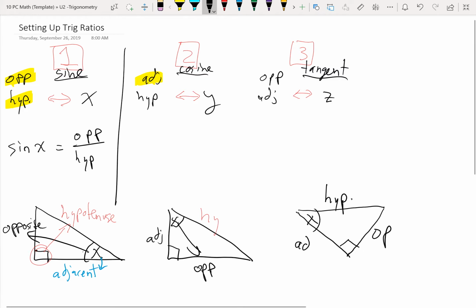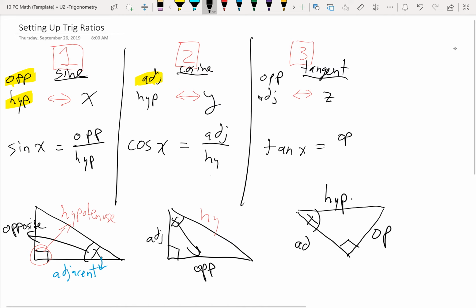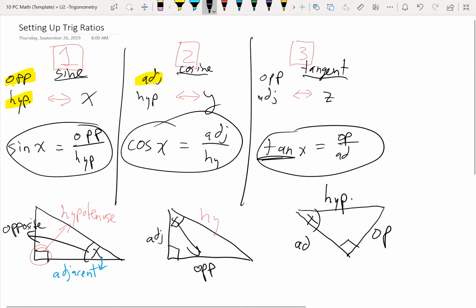If we were doing the second one, it would be the same, except it's cos for cosine, x equals adjacent over hypotenuse. And the third one is called tangent, tan x equals opposite over adjacent. You need to memorize which one is which, because in your calculator it just says the button. It doesn't say which sides you need to put in.